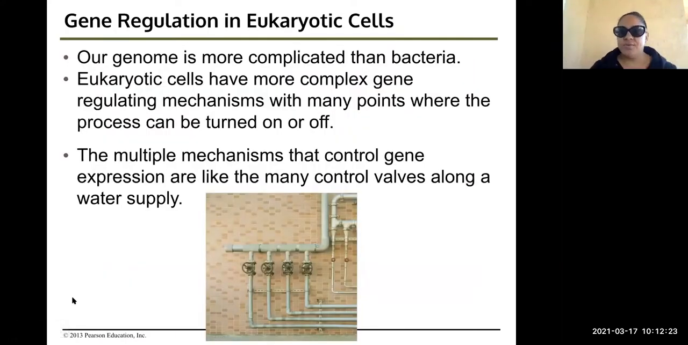Gene regulation in eukaryotic cells like us. So the lac operon is a very simple model that happens in bacteria. Our cells are a little bit more complicated. Eukaryotic cells have more complex gene regulating mechanisms with many points where the process can be turned on or off. The multiple mechanisms that control gene expression are like the many control valves along a water supply.